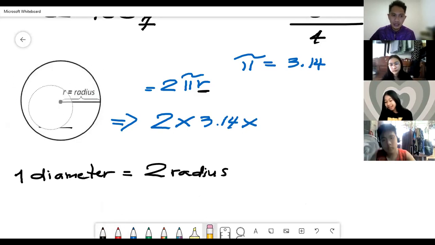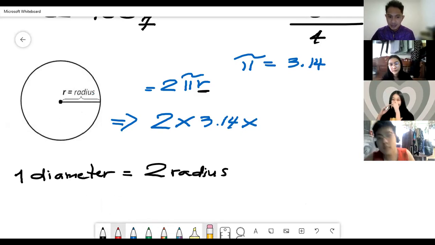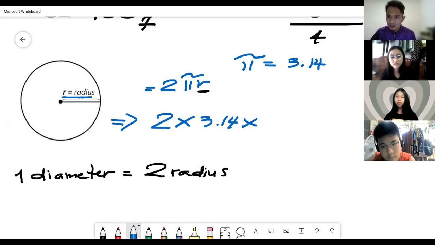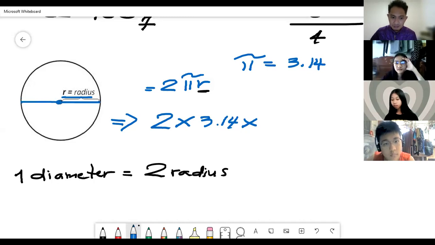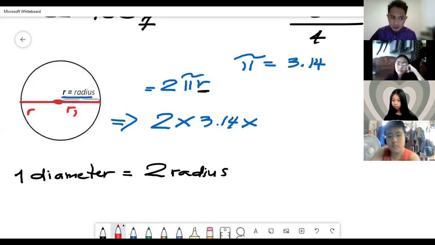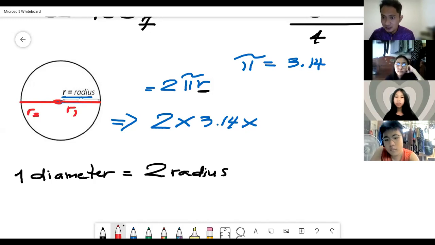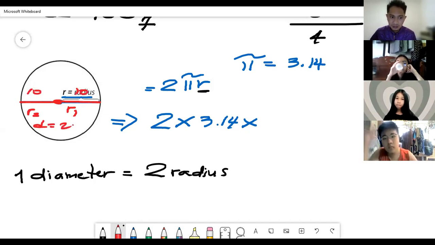Look at this one. Radius. In the drawing, radius. But example number 2 is the diameter. From the point, going there is 1 radius, radius 1. From the point, going to the other side is radius 2. So meaning, we have 2 radius in a diameter. 10 and 10 is equal to a diameter of 20.